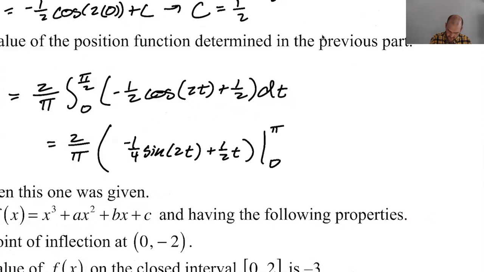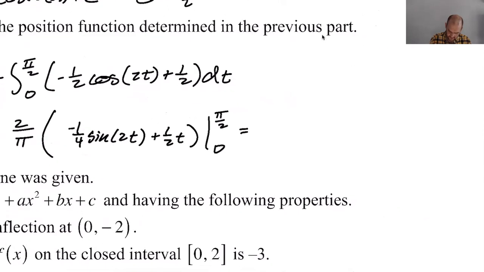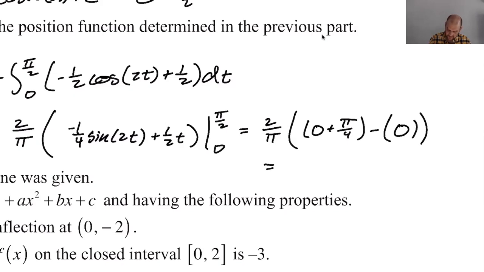So let's see, this will be negative 1/4 sine of 2t plus 1/2 t from 0 to pi over 2. I'm hoping for a lot of 0 type things here, which frequently happens. When you plug in pi over 2, you get negative 1/4 the sine of pi, but the sine of pi is 0, so that's gone. So you'll get 0 and then plus pi over 4, minus, when you plug in 0, you just straight up get 0. There were a lot of zeros, as desired. And then we get 2 over pi times pi over 4. We just get 1/2. The average position is 1/2.